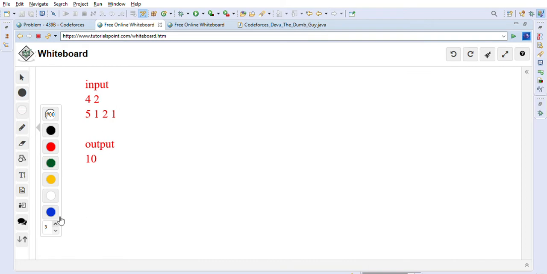So let's say the initial learning curve is 2, and the total subjects are 4 with chapters 5, 1, 2 and 1. Let's say this is subject 1, this is subject 2, this is subject 3, and this is subject 4. So it has different chapters given. If we just take this initial curve and apply it here, to 5 chapters, then it will take him 5 into 2, so 10 hours to finish this subject.